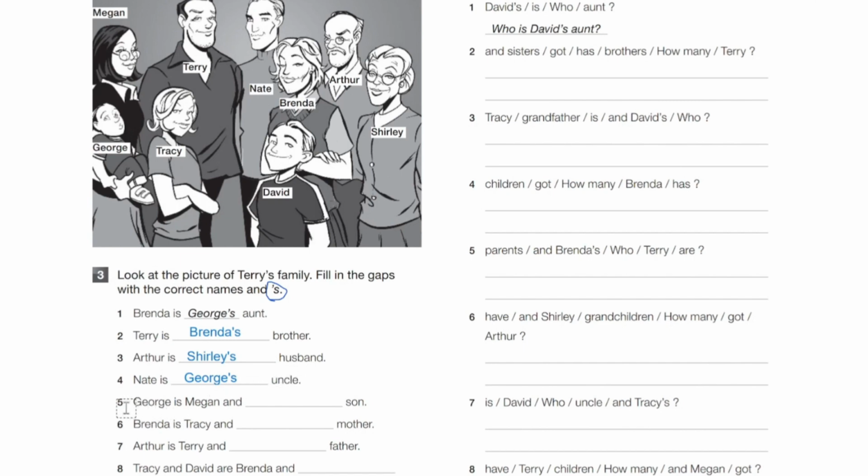Right. Number 5, George is Megan and son. So George is son for Megan and Terry. So we're going to write it down. George is Megan and Terry's son. That's it. So number 5, as you can see, we are talking about the relationship between Megan, Terry, and George.